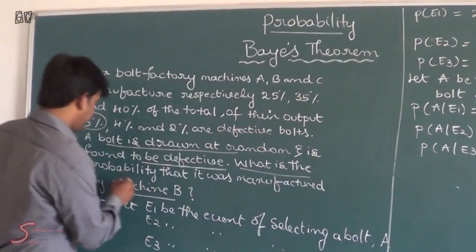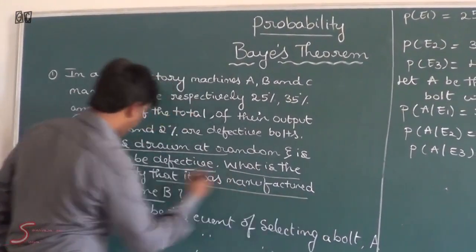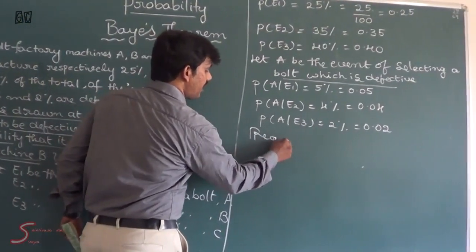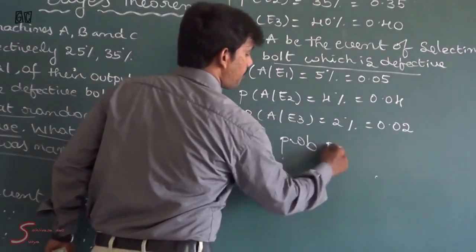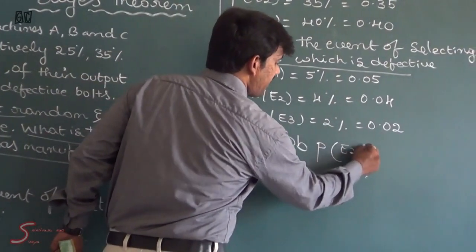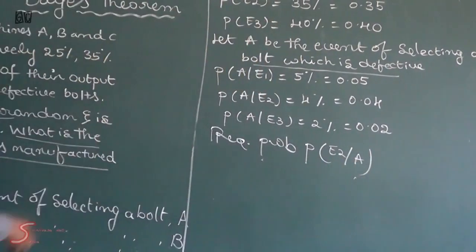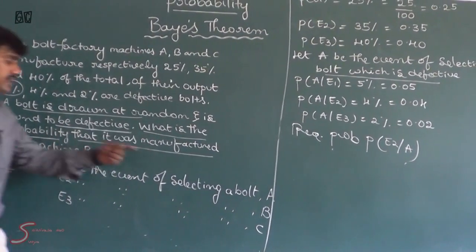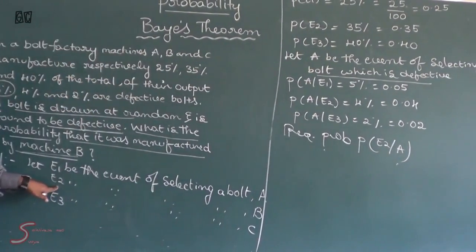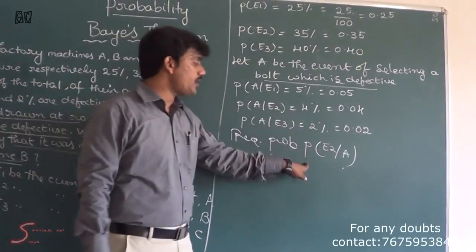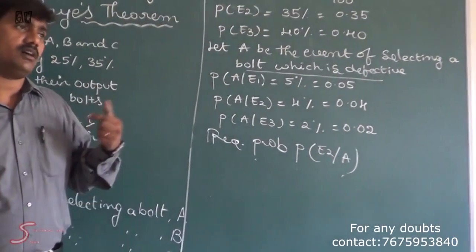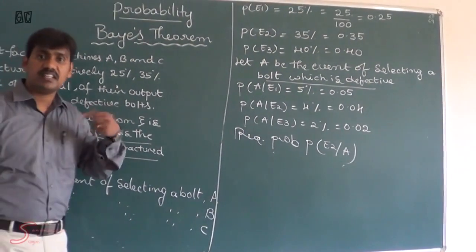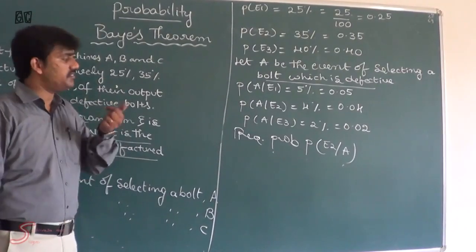So what is the probability that it was manufactured by machine B? The required probability, if you observe the question, is the probability that it came from machine B. Machine B was represented with the event E2. That's why we have to find P of E2 given A. For example, if the question was the probability that it was manufactured by machine A, then P of E1 given A. If it is machine C, P of E3 given A, like that.